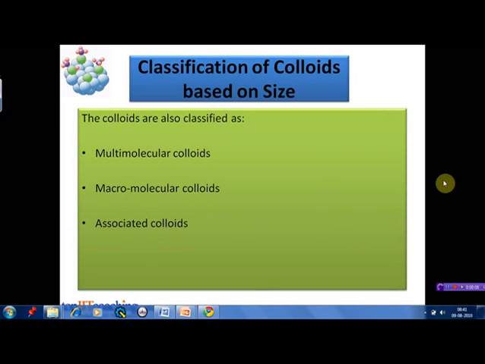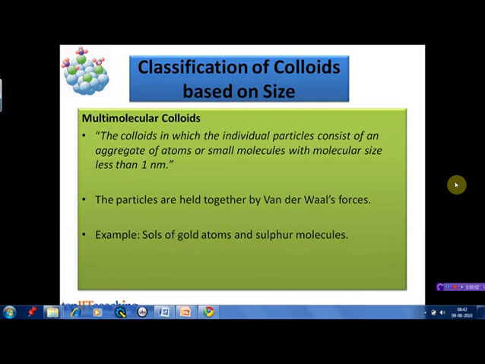Based on the particle size, the colloids can be further classified into multimolecular colloids, macromolecular colloids, and associated colloids. Let's take up the properties of these colloids one by one and see how they are different from each other. The first type are the multimolecular colloids. Multimolecular colloids can be defined as those colloids in which the individual particles consist of an aggregate of atoms or small molecules with molecular size less than 1 nanometer. These particles are held together in the colloidal system by van der Waals forces, and the examples are sols of gold atoms and sulfur molecules.